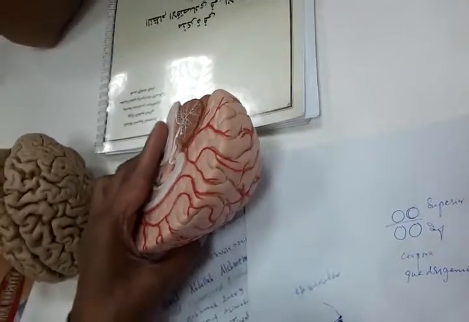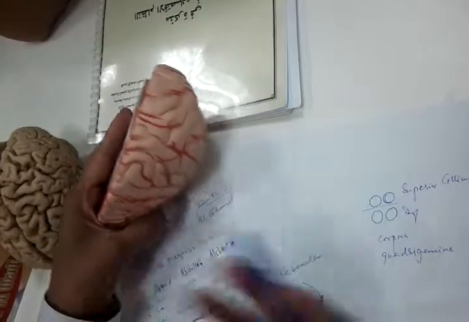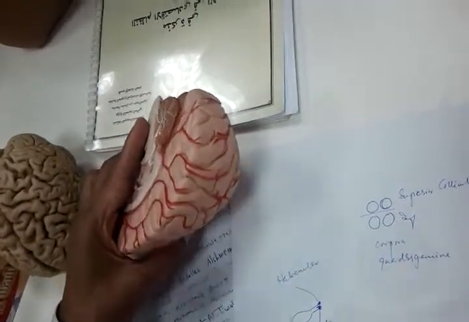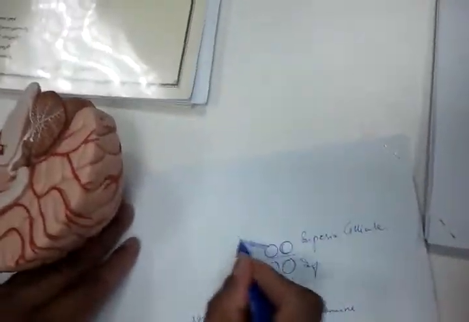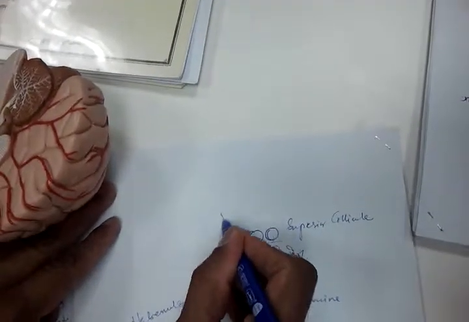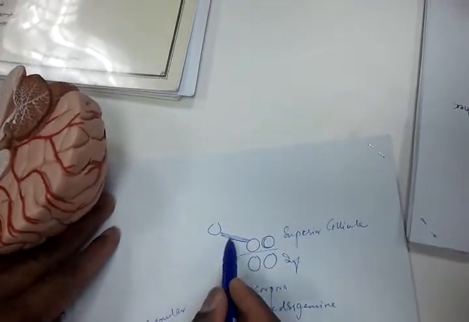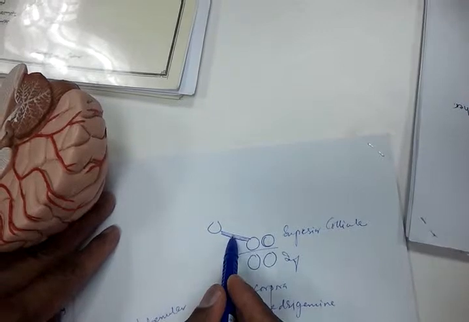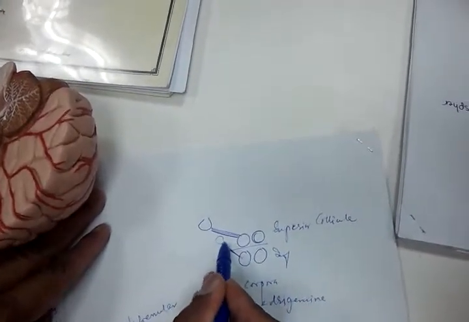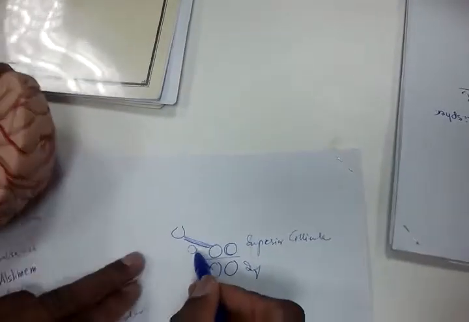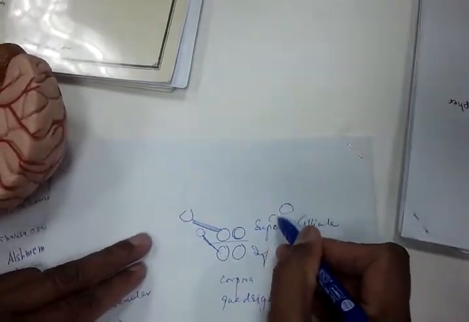Why am I telling you about the colliculi now? The colliculi are part of the midbrain, which we have not done yet. But the superior colliculus is connected with the lateral geniculate body by one sort of fibers. These fibers connecting it to the lateral geniculate body are known as the superior brachium. The inferior colliculus is connected with the medial geniculate body. This is lateral, this is medial.